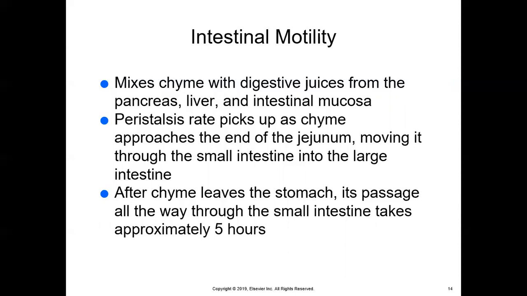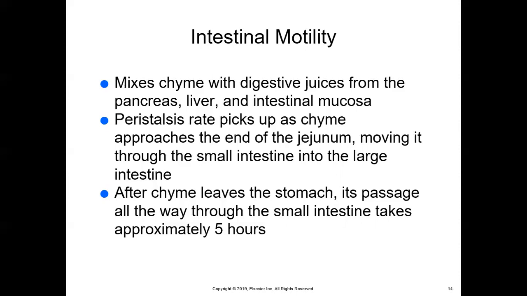Then peristalsis rate picks up as the chyme approaches the end of the jejunum. Remember we talked about the different segments of the small intestine. You have the duodenum first, then you have the jejunum, then you have the ileum. And so it's moving through the small intestine into the large intestine. So peristalsis rates pick up, it gets faster as the chyme gets to the end of the jejunum.